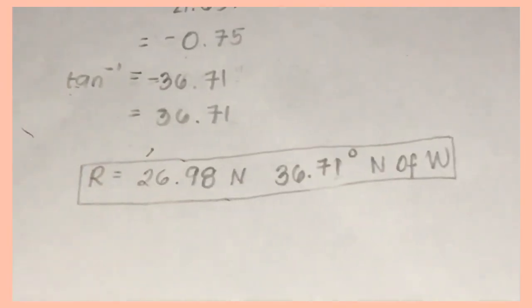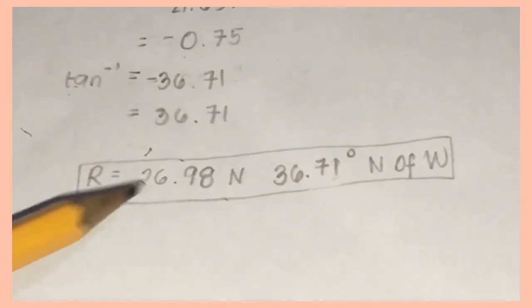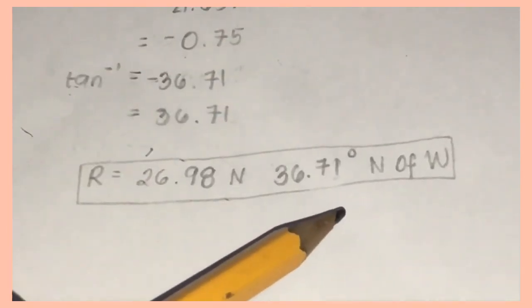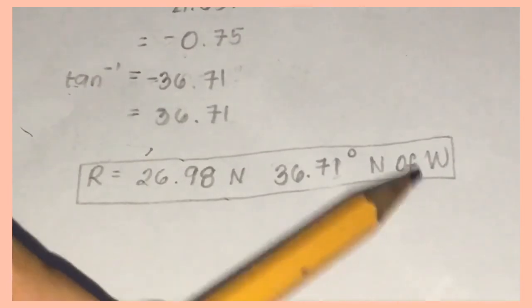Now the final answer will be 26.98 Newton, 36.71 degrees north of west.